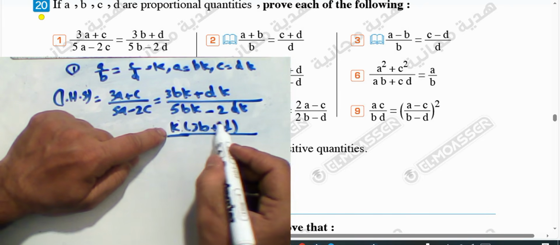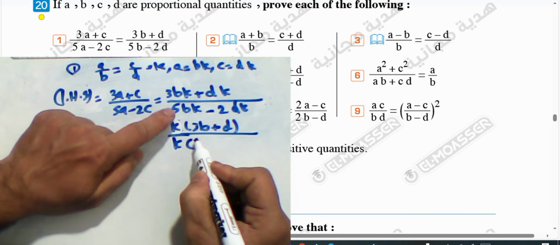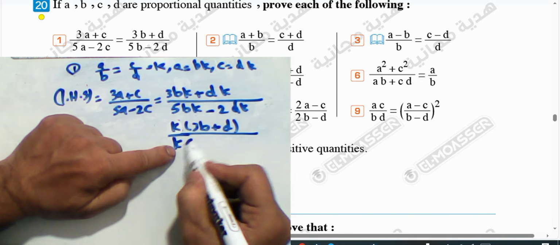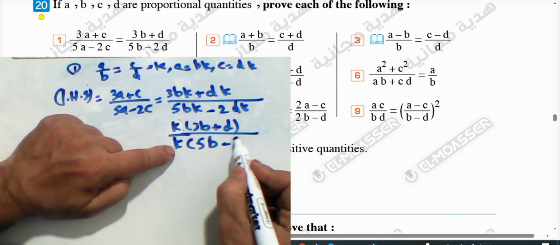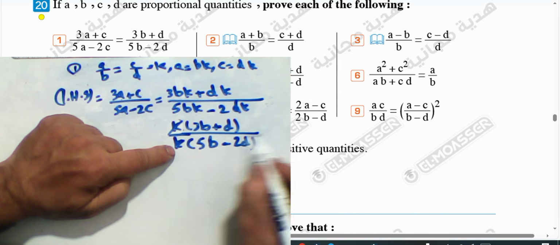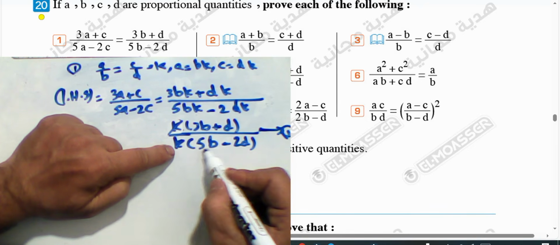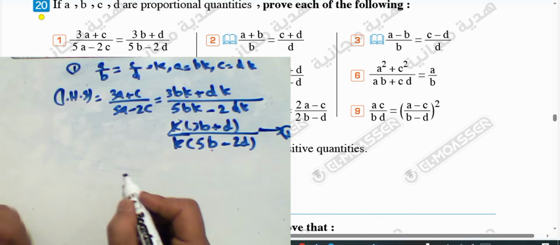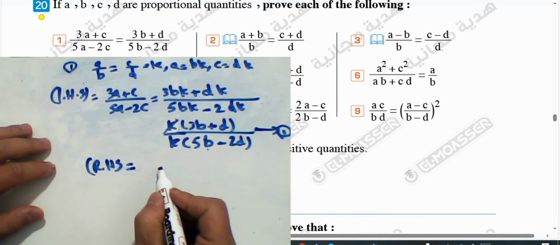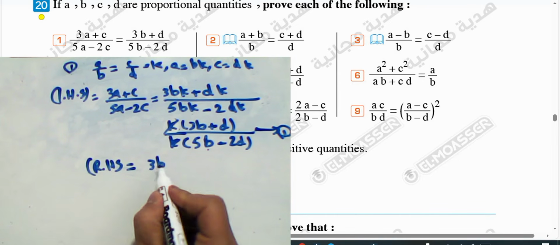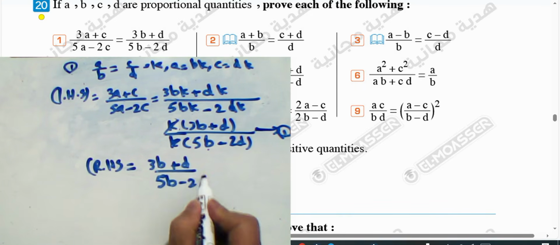Down here we can write the common factor between the two terms. K was repeating. Then 5BK divided by K equals 5B, subtract 2DK divided by K equals 2D. You can simplify, and the result will be relation number 1 in the simplest form, 3B plus D over 5B minus 2D. And the right hand side was 3B plus D over 5B minus 2D.